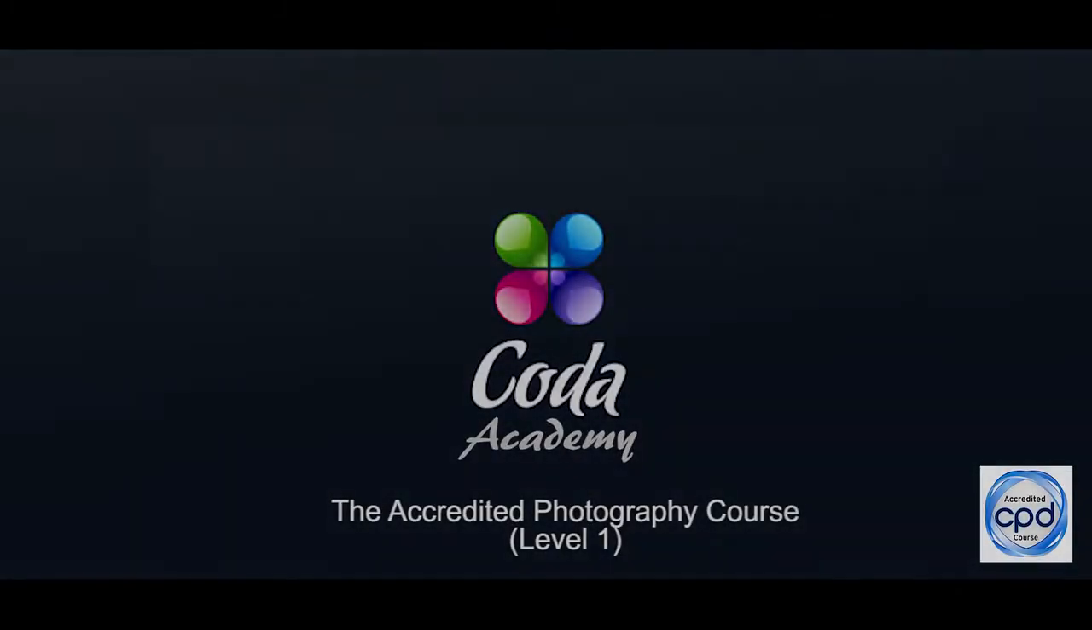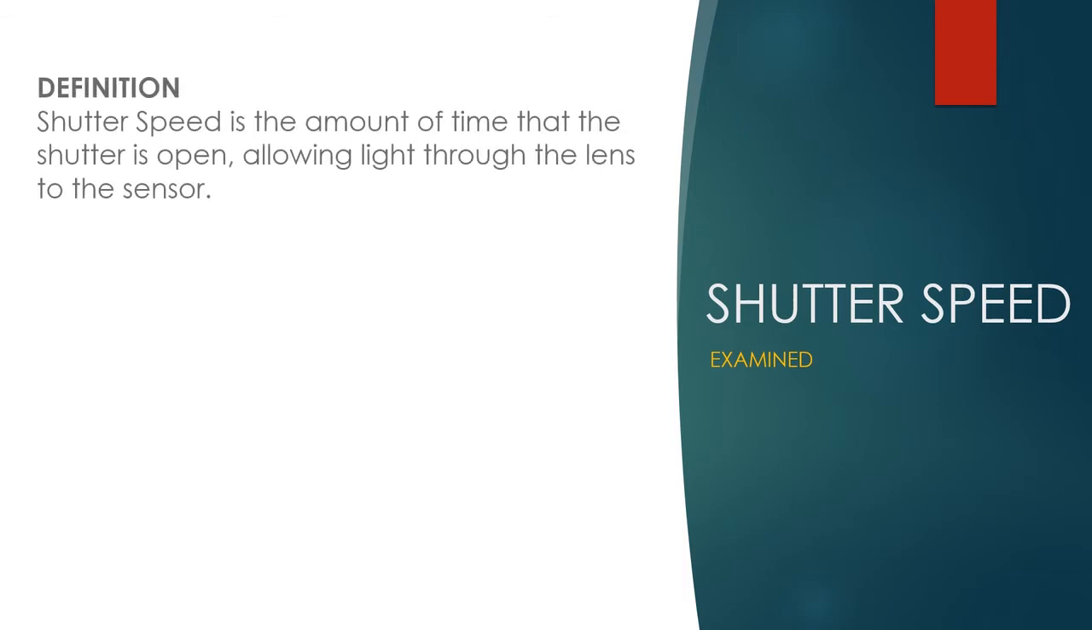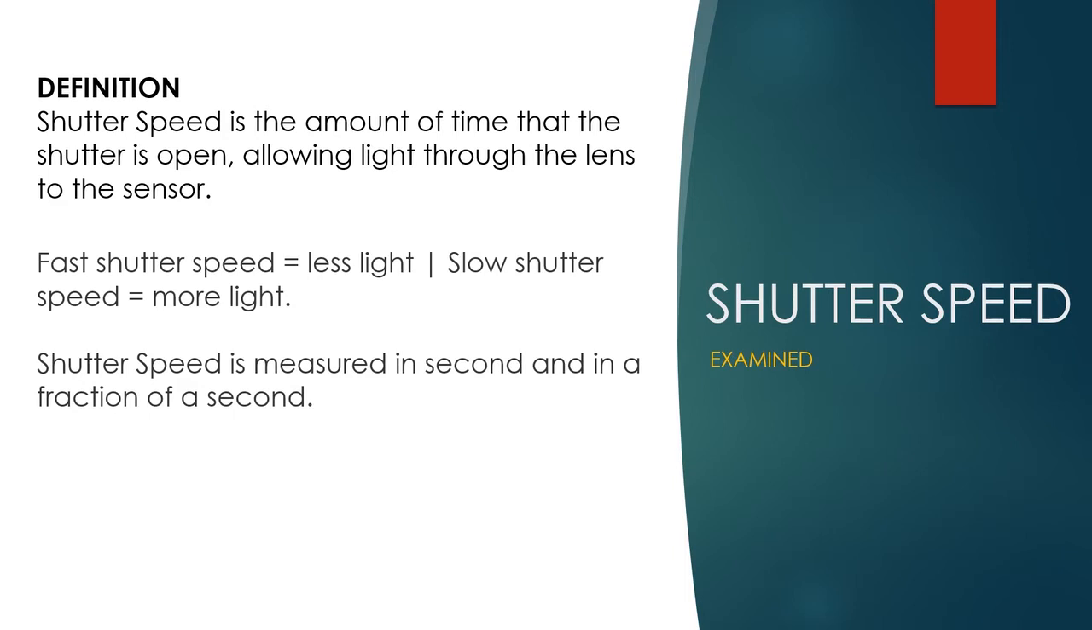Okay, next we have the shutter speed, and the shutter speed is the amount of time that your shutter is left open, and this amount of time allows light through the lens and to the sensor. Now, a slow shutter speed is more light because your shutter's left open for longer, allowing more light to reach your sensor. And a fast shutter speed is less light because your shutter's only open for a short amount of time, and therefore a small amount of light will hit your sensor.